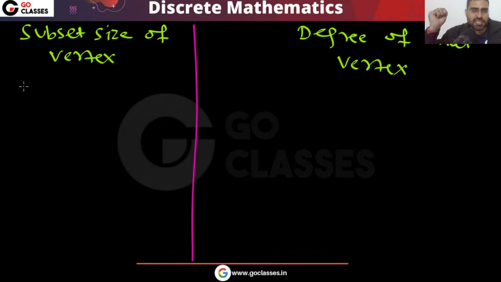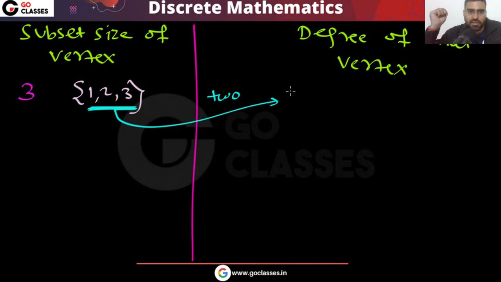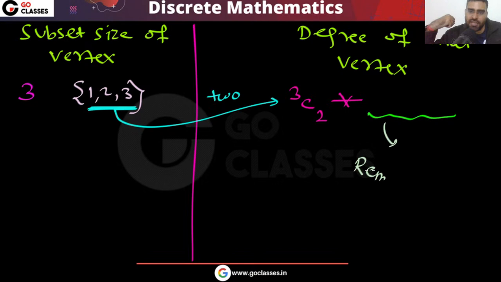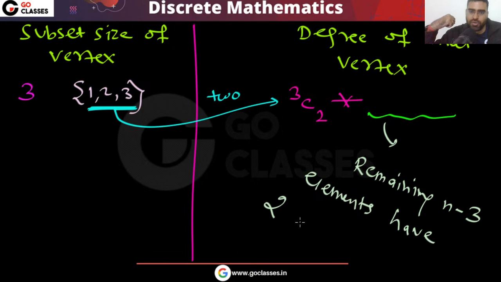Size 3. What will be that? For example, you can take 1, 2, 3. Now, something very easy. You can easily do. What will you do? You will take 2 people from here. Correct? From these 3 people, you will take 2 people. The remaining people again have 2 choices. Yes or no? Again, what can I say? I can say again the remaining. How many remaining? Remaining n minus 3 elements have 2 choices each. Do you agree? Please tell me.